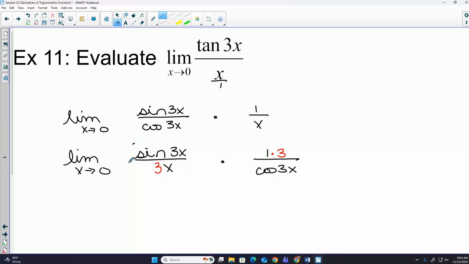Okay, what does sine of 3x over 3x approach as x is going to 0? 1, times 3 over, what is the cosine of 0? It's 1. That's why it's legal, I'm no longer getting 0 on the denominator. So 1 times 3 over 1.